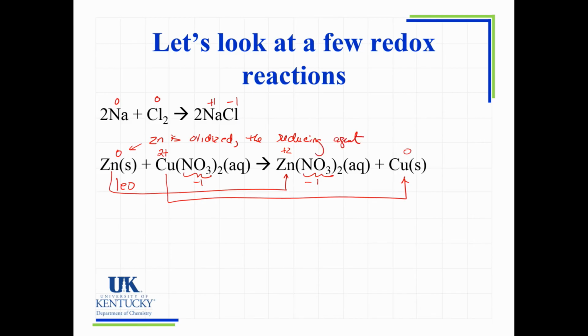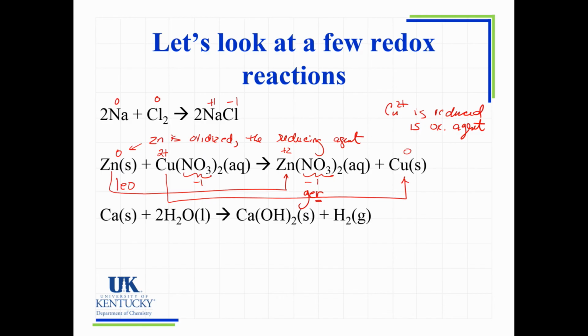And then we could do the same thing for the copper. We went from a +2 charge to no charge. You had to gain electrons to do that. Gain electrons is reduction. So we would say that the copper 2 plus is reduced. Therefore, the copper 2 plus is the oxidizing agent. So you've got to look at the charges in order to do that.